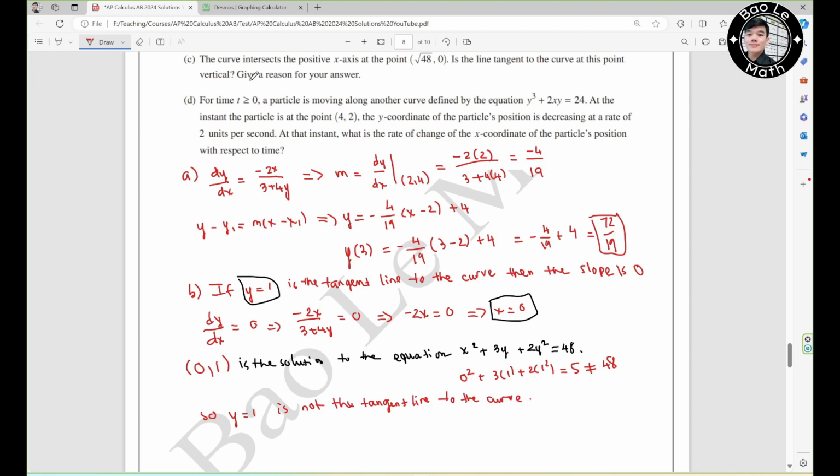Alright, let's move on to question C. The curve intersects the positive x-axis at the point (root 48, 0). Is the line tangent to the curve at this point vertical? Alright, so question C right here. If the tangent line to the curve is vertical, then the slope should be undefined.